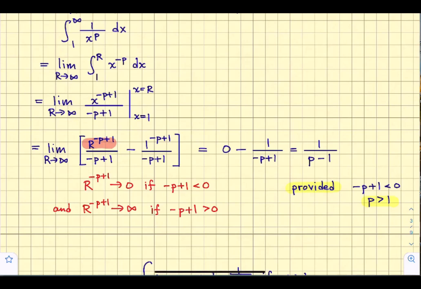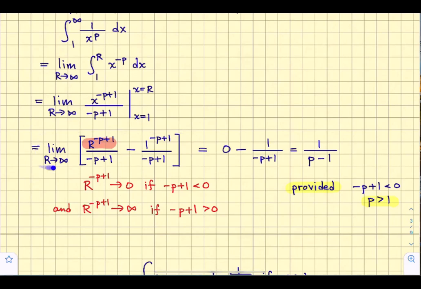Now it's very important to realize that as r goes to infinity, whether this limit exists as a finite number or not depends on whether this part of this first term is finite or not. Notice that since r is getting big and positive, r to the minus p plus 1 goes to 0, and so this will be a finite number if its exponent is negative. On the other hand, if its exponent is positive, then this quantity will grow without bound. It will go to infinity.